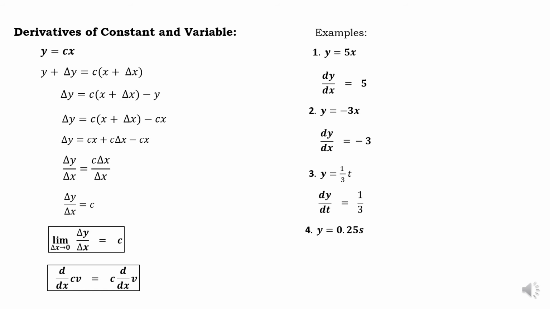And the last one, y is equal to 0.25s, where s is the variable and the derivative of s is equal to 1, then 1 times 0.25 is equal to 0.25. Therefore, the derivative of y with respect to s is equal to 0.25.